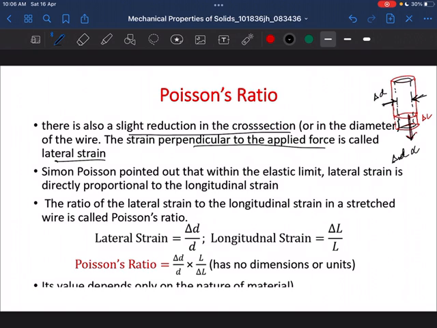So Simon Poisson found this out, so that's why it's named Poisson's ratio. Delta D is directly proportional to delta L. The ratio of lateral strain to the longitudinal strain in a stretched wire is called Poisson's ratio. So lateral strain divided by longitudinal strain is your Poisson's ratio, which means delta D by D divided by delta L by L. So this is your Poisson's ratio.